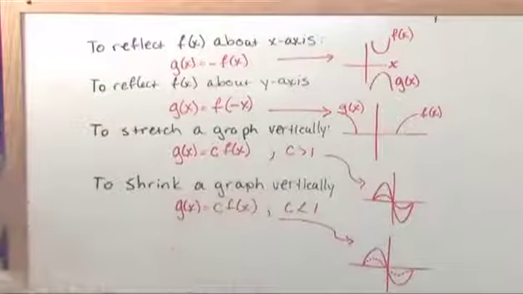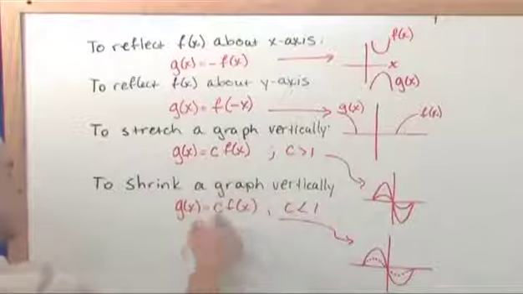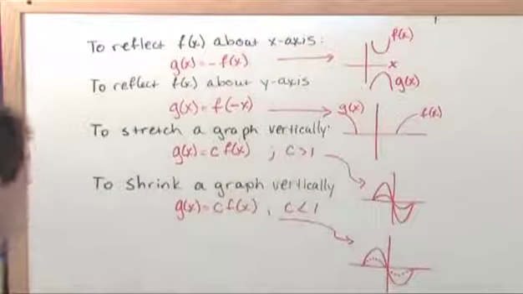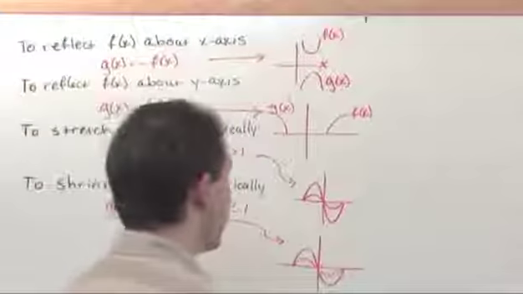Okay? So stretching and shrinking are exactly the same. You're multiplying every value by a constant. It's just whether the constant is greater than or less than 1 that is really what's going on there. Okay? So let's do some problems.